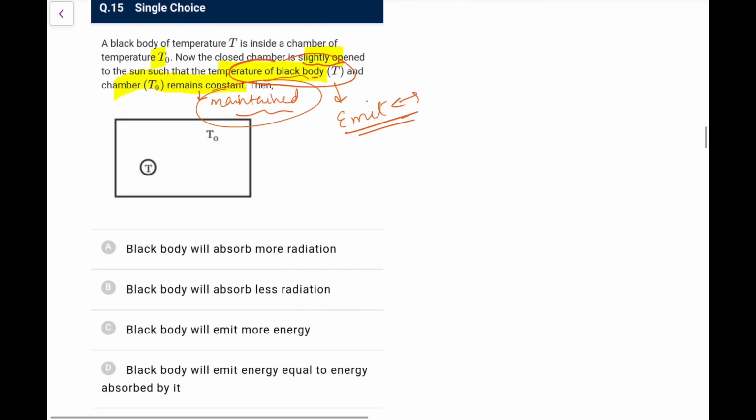So the question is, then the black body will absorb more radiation? Yes. The black body will absorb less radiation? No. Will emit more energy? No. Will emit energy equal to energy absorbed by it? So I'll go for option A.